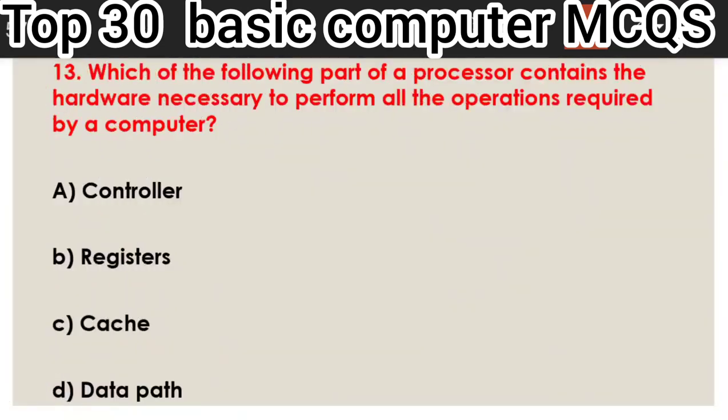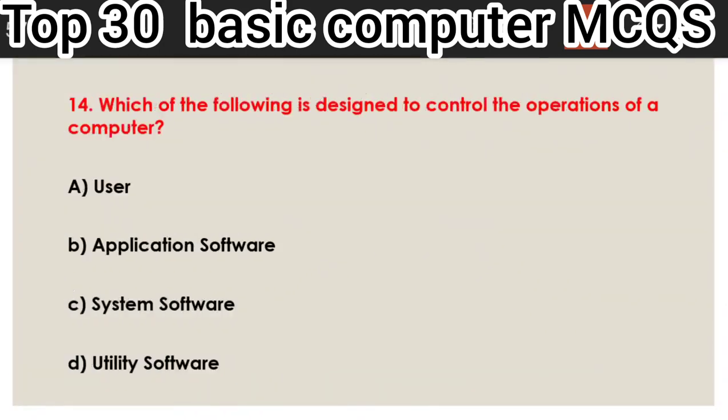Which of the following part of a processor contains the hardware necessary to perform all the operations required by a computer? A. Controller. B. Registers. C. Cache. D. Data path. Correct option is D. Data path. Which of the following is designed to control the operation of a computer? A. User. B. Application software. C. System software. D. Utility software. Correct option is C. System software.